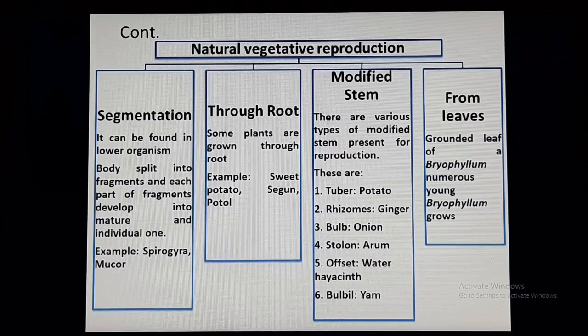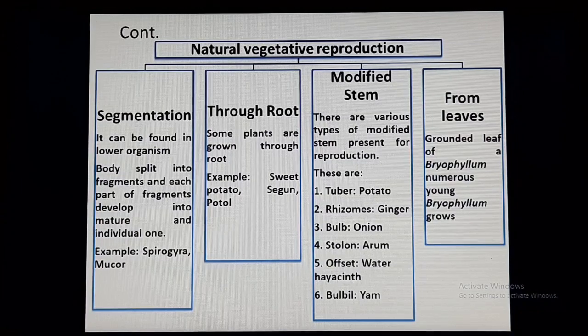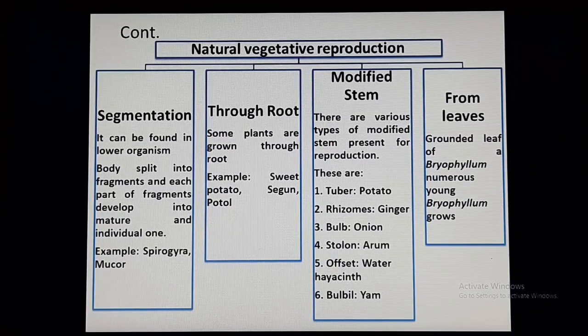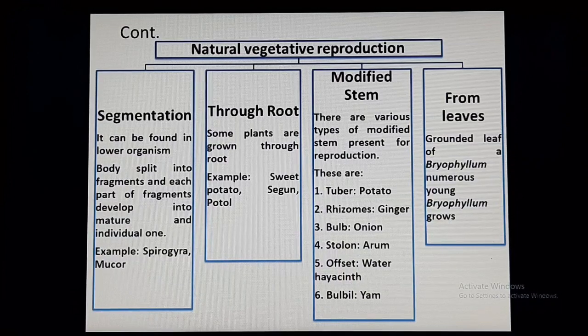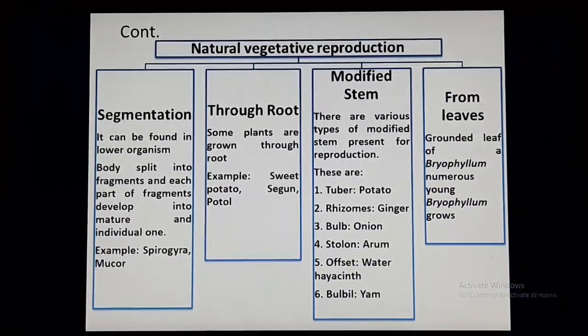The leaves of the bryophyllum have various notches. Notches are the areas where they have an inward projection. So those projections help to develop new individual plants. So from leaves, plants can also reproduce themselves.